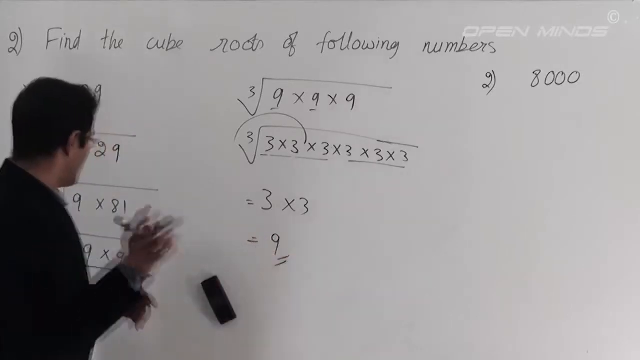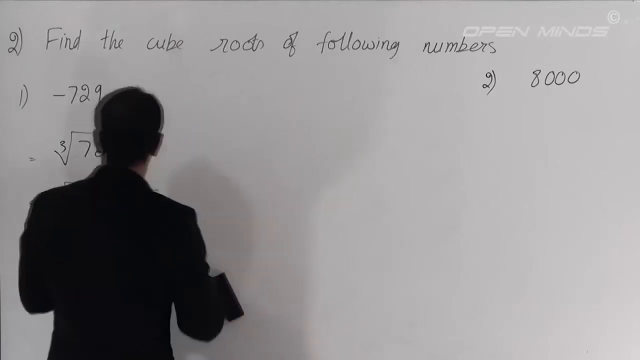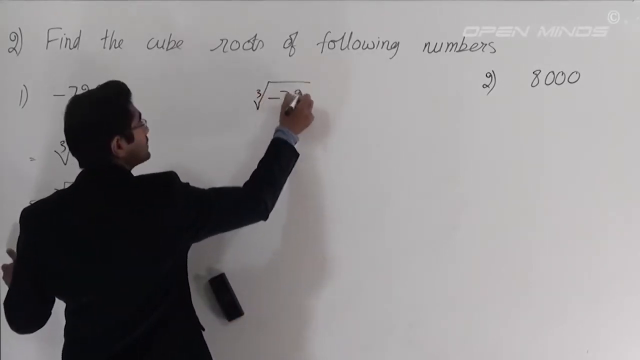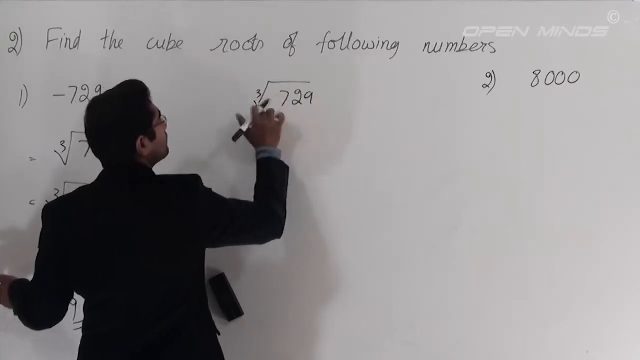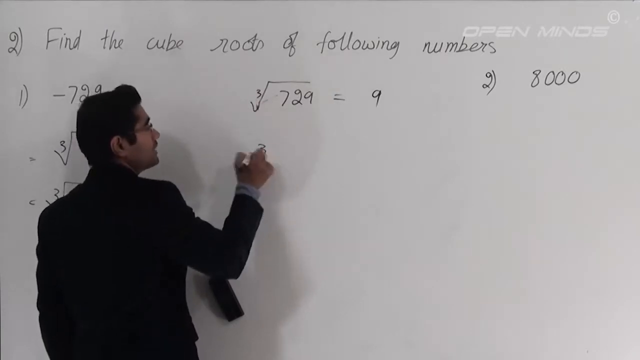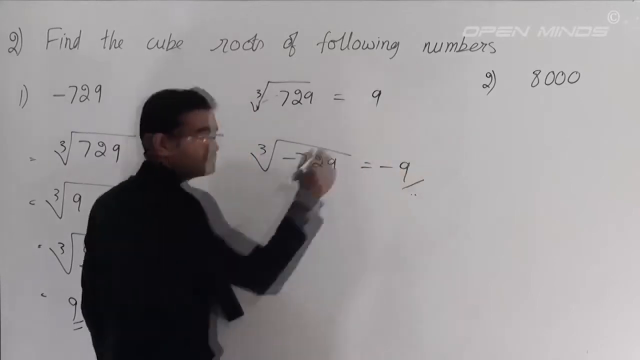Anything is fine. Now the question was not this. What is the question? The question was negative, right? So we just found the cube root of 729 to be positive 9. So if it is negative, then the cube root of negative 729 is what? Negative 9. That is it.